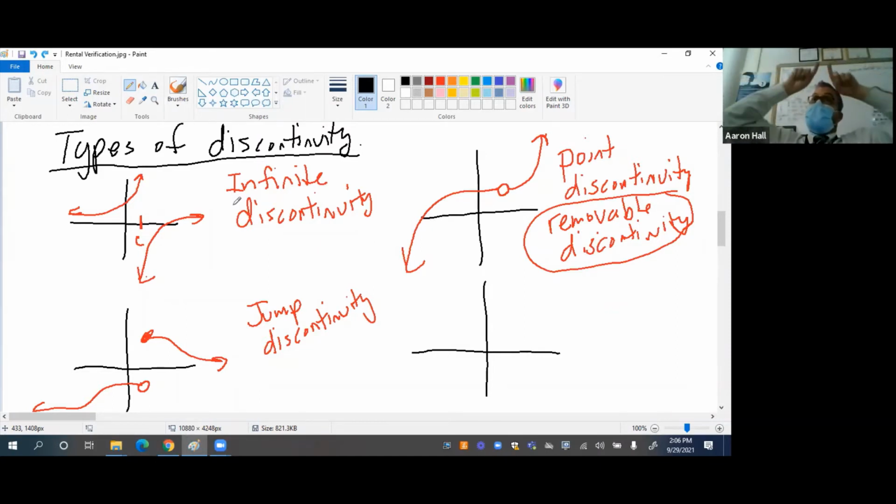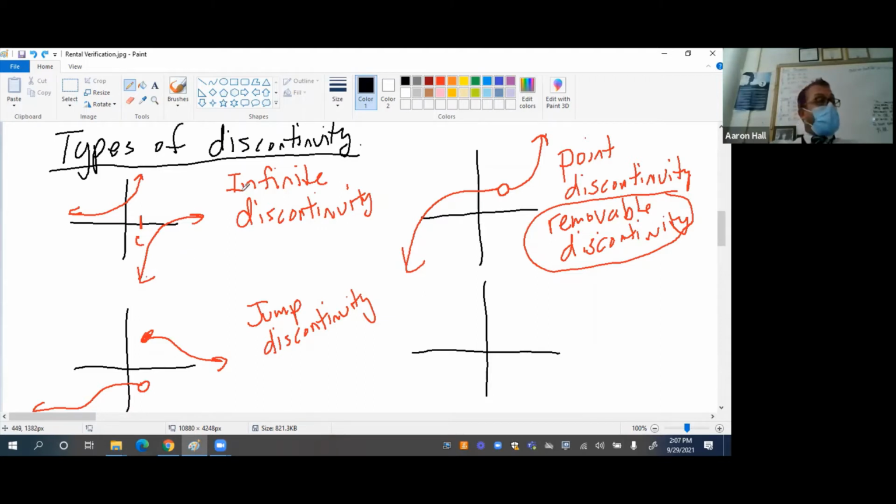What if you're going together? That would still be considered a discontinuity, because there's still a hole in there. For example, if I add 1 over x squared, x cannot be 0 still. And so there's still a discontinuity there. And because you're approaching infinity, it would still be an infinite discontinuity.